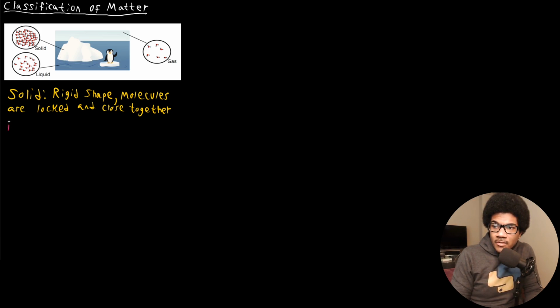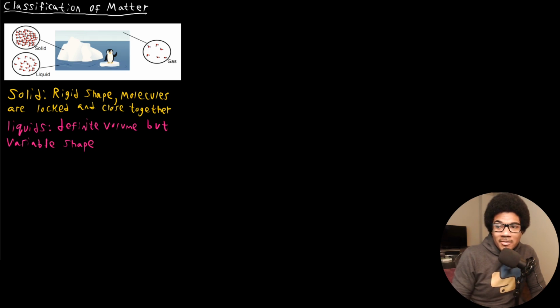Now let's go to liquids. Liquids have a definite volume, but they can take on the shape of whatever container they're in. If you have a gallon of water in a water jug, or in some other container, it's going to take on the shape of that container. So it has a definite volume but variable shape. Liquids are flexible. They have a definite volume, but they can take on any shape, so they're a bit more of a flexible structure.